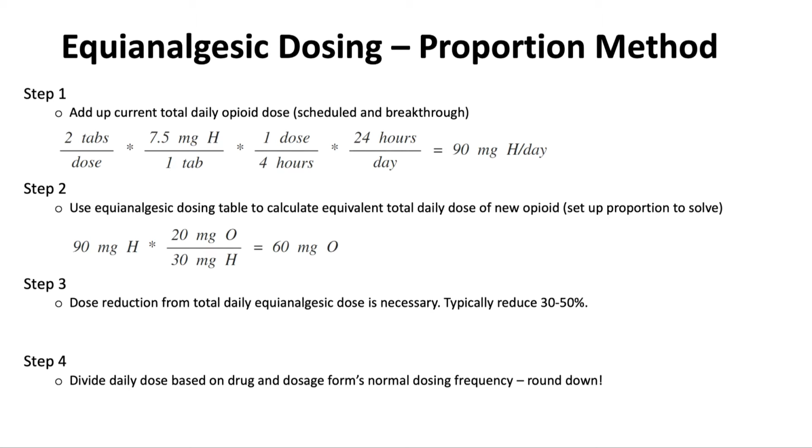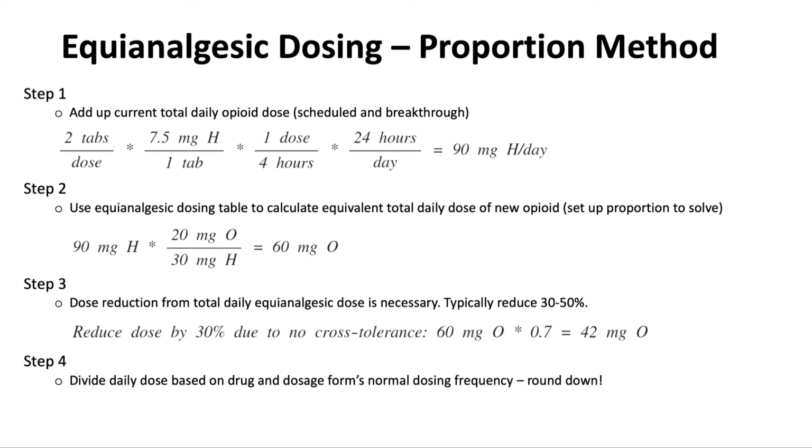But remember, step 3, which is really important, says that this new opioid has to be brought back down because of the potential for cross tolerance. So let's reduce that dose by 30%. Clinically, this can be done anywhere from 30 to 50%. For this question, we'll just choose 30%.